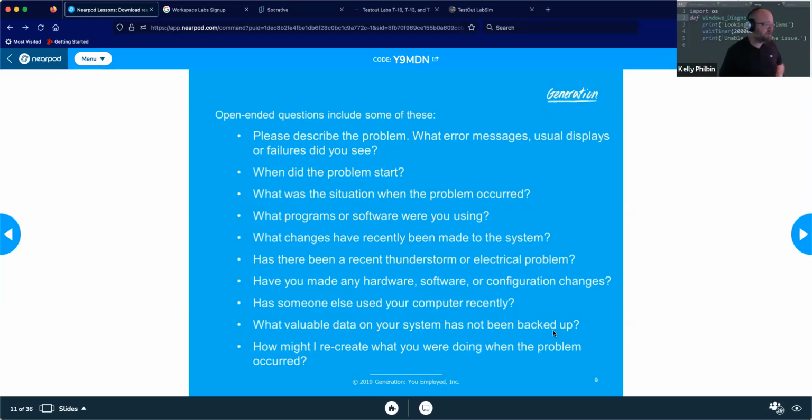What valuable data on your system has not been backed up? You don't want to hear later, oh my gosh, you just destroyed 20 hours of work because they didn't save it. And then, can you possibly recreate the issue? Can you show me exactly what happened and when it happened? Because being able to duplicate the problem is a big piece of understanding what the problem is.